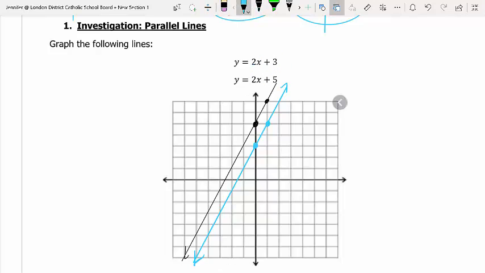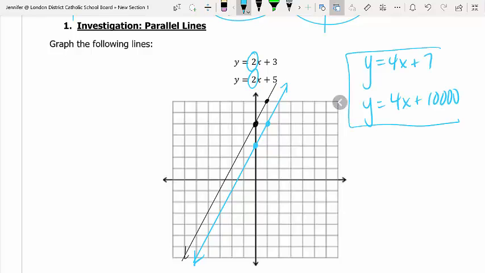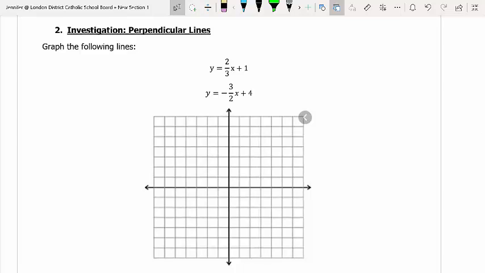So take a look at their equations, and what do you notice is similar between the two? Hopefully you notice that they have the same slopes. So that is the conclusion I want you to make. Parallel lines will always have the same slopes. So if I wrote down these two lines, you could conclude that these two lines are parallel because they have the same slope of 4. It does not matter what the y-intercept is, as long as the slopes are the same, they will be parallel. Okay, let's investigate perpendicular lines.